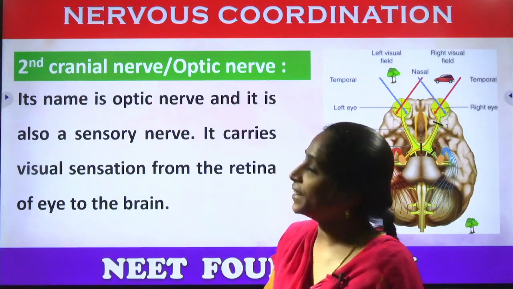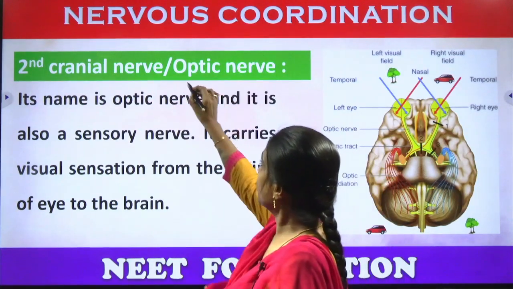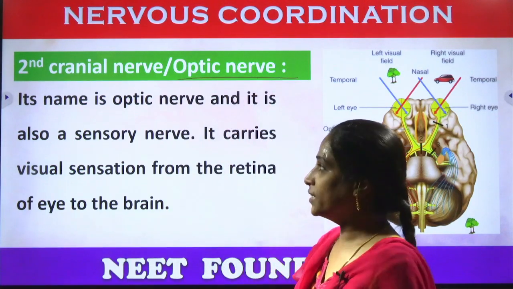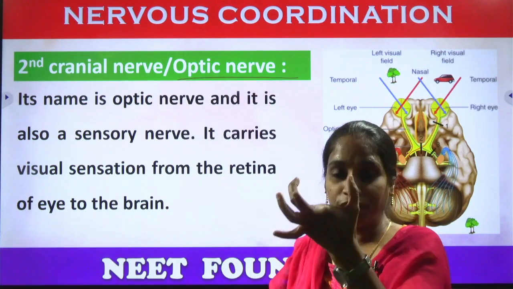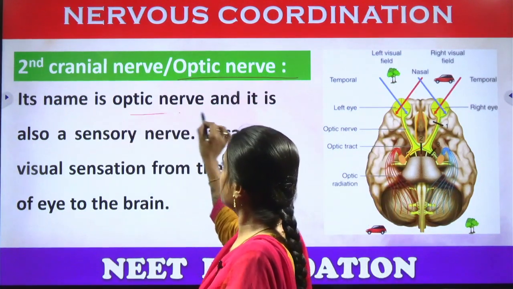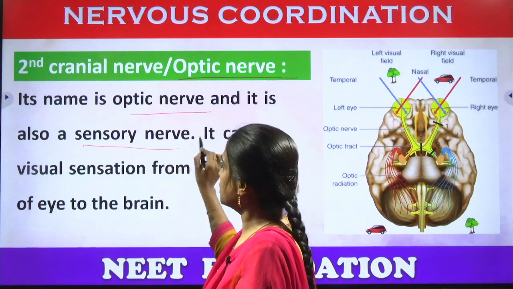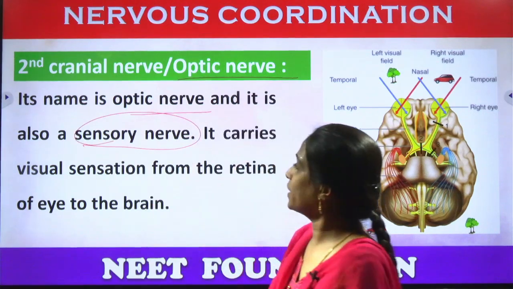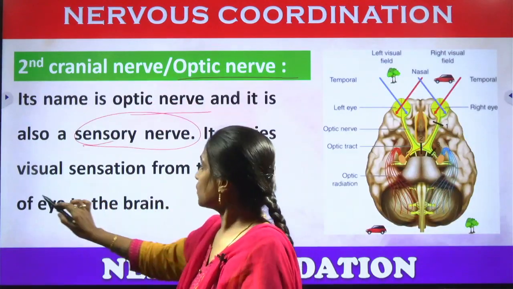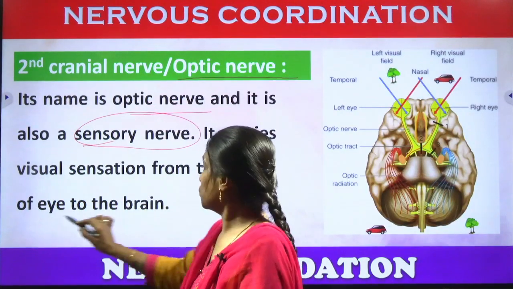And what is the second nerve? It is called the optic nerve. Second nerve is called the optic nerve. Okay, so optic in the sense related to the eyes, vision. So its name is optic nerve and it's a purely sensory nerve. Okay, so it carries the visual sensation from the retina of the eye to the brain.